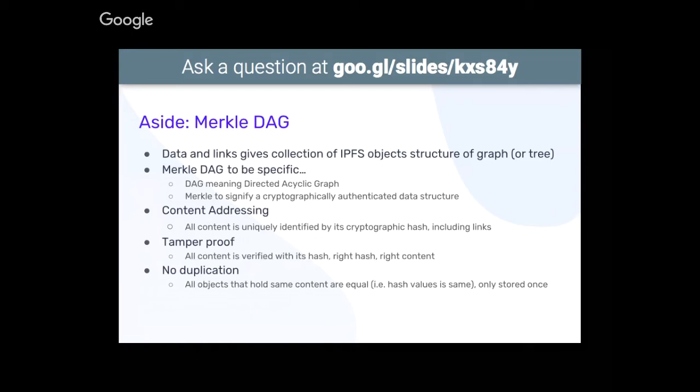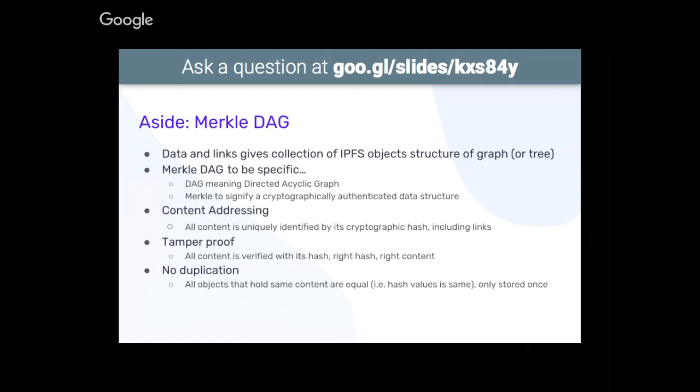So this makes a Merkle DAG essentially tamper-proof, because all the content ends up being verified with its hash. And because we've got this hierarchical structure, anything above that object, its CID or its hash, will change if the underlying data changes. So if we have the right hash, we know we have the right content.